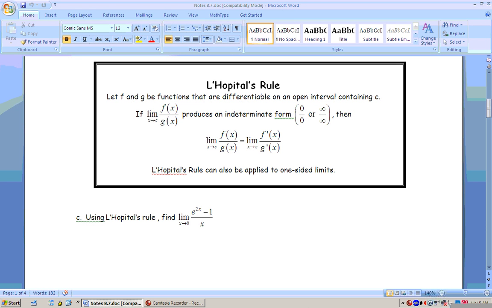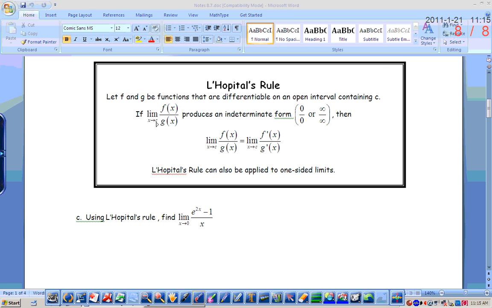Funny enough. And what L'Hopital's rule says is that if you're taking the limit as x approaches some value of a function divided by another function and it produces an indeterminate form, and not only is 0 over 0 an indeterminate form, but also infinity over infinity is indeterminate. So if you get either of those two, then that limit is the same thing as taking the derivative of the top and the derivative of the bottom and then finding the limit. It's just literally you take the derivative of the top, take the derivative of the bottom, and then find the limit.